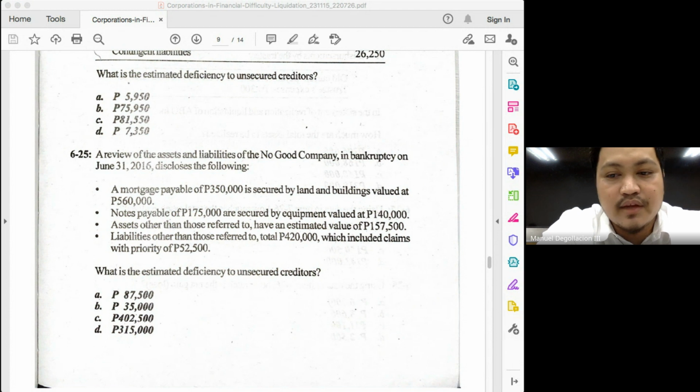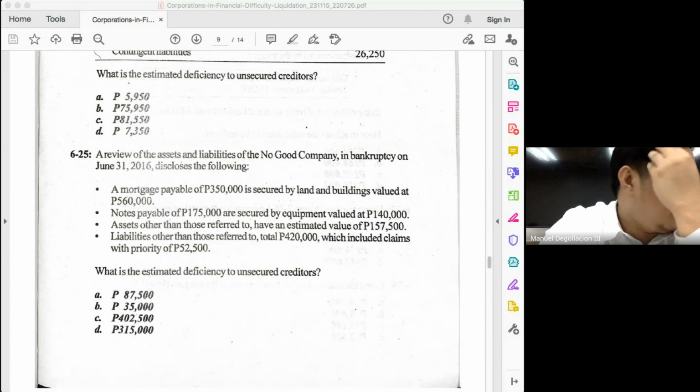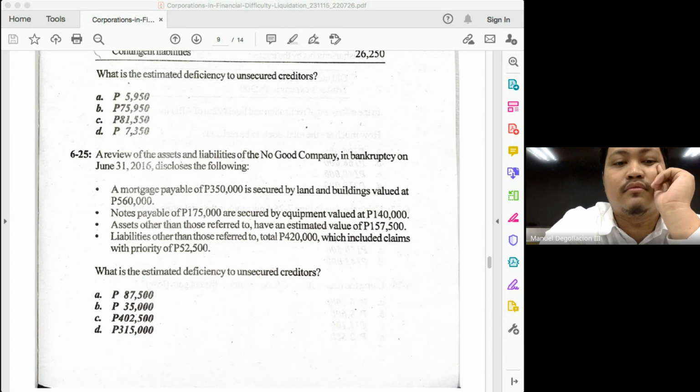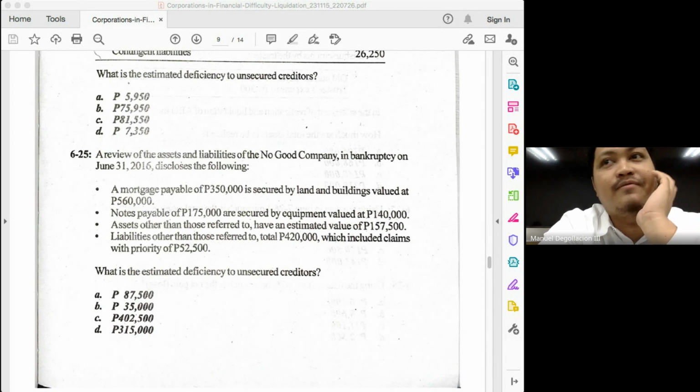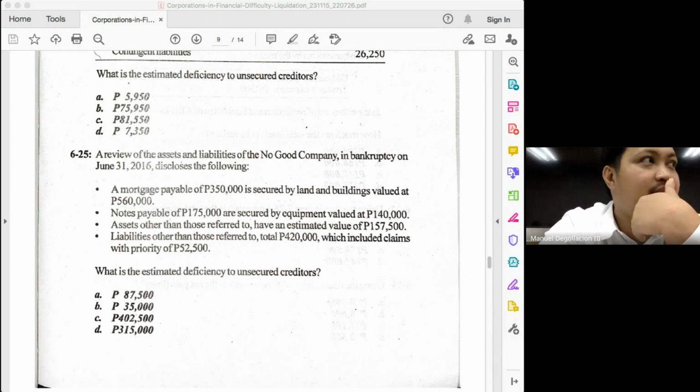945. And how much is the difference between 945 and how much was it? It's 87,500. Are you sure, class? It was 857,500, and that's our assets, correct? Our liabilities was 945. So the difference would be 87,500. And that will already be your answer, class. And I prefer that way because it's very straightforward.